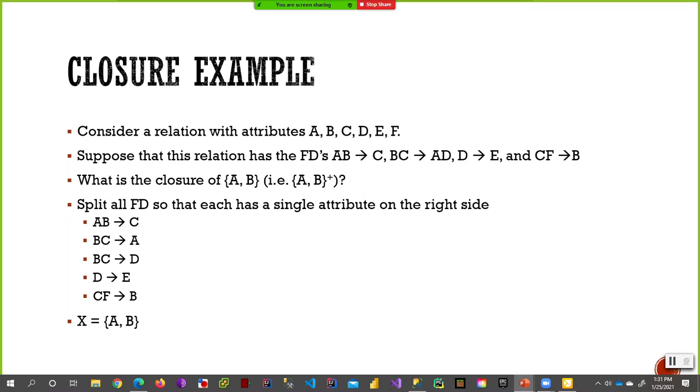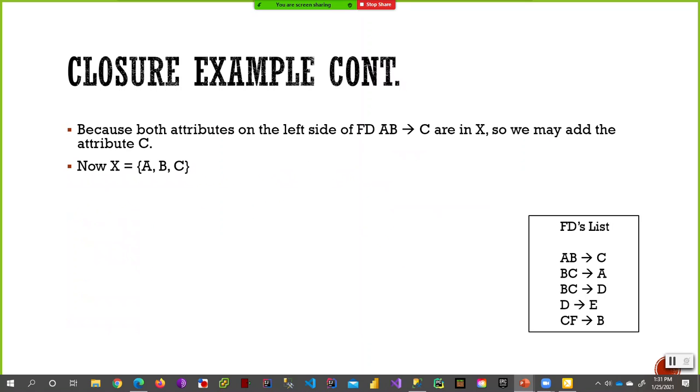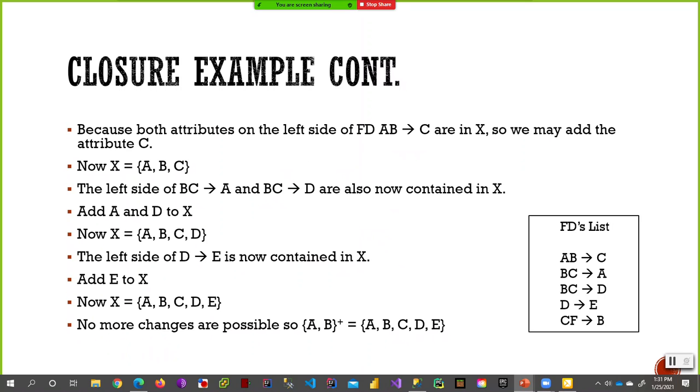I'm going to say no. Why though? Why is it not? It doesn't include F. That's right. So the definition of a key is a set of attributes that functionally determine all of the other attributes inside of the relation. So if AB were a key, then whenever we computed the closure of it, the closure set would include all of the attributes of the relation.